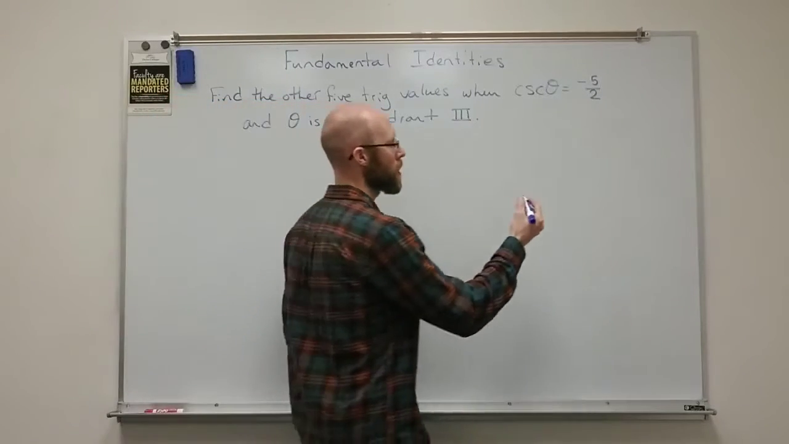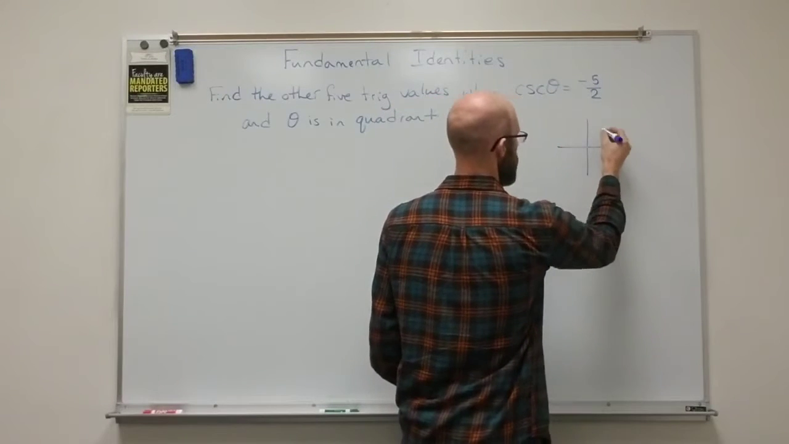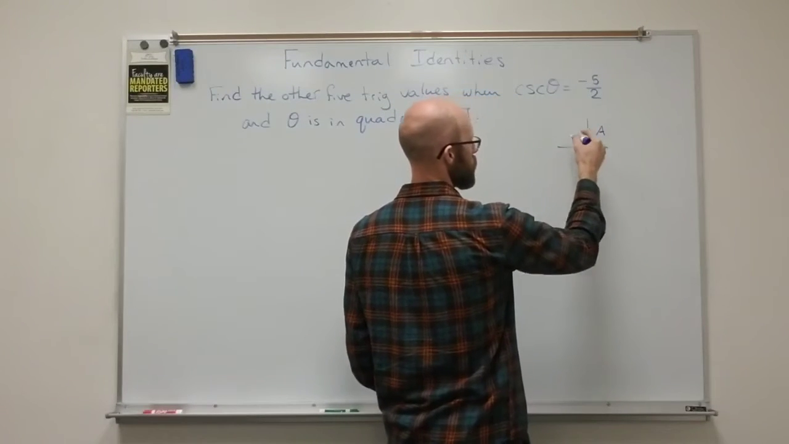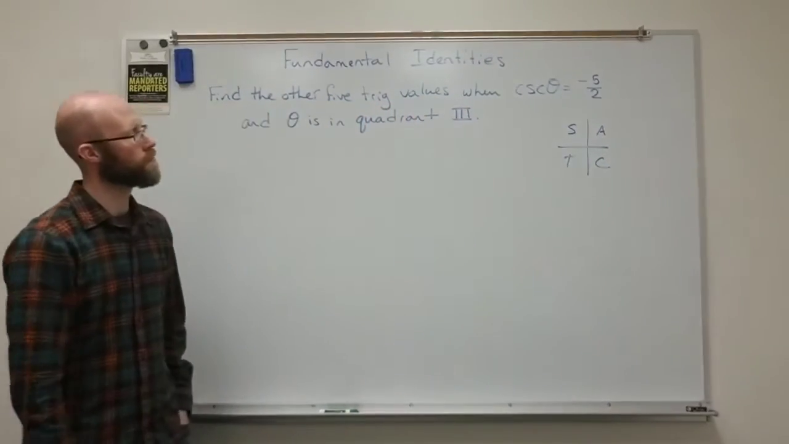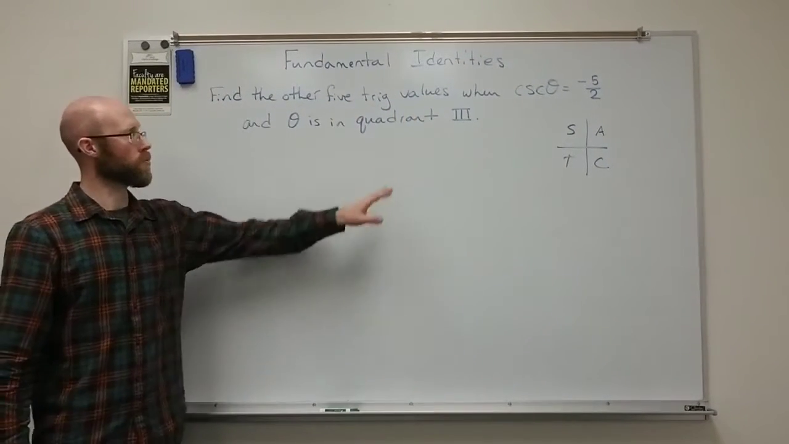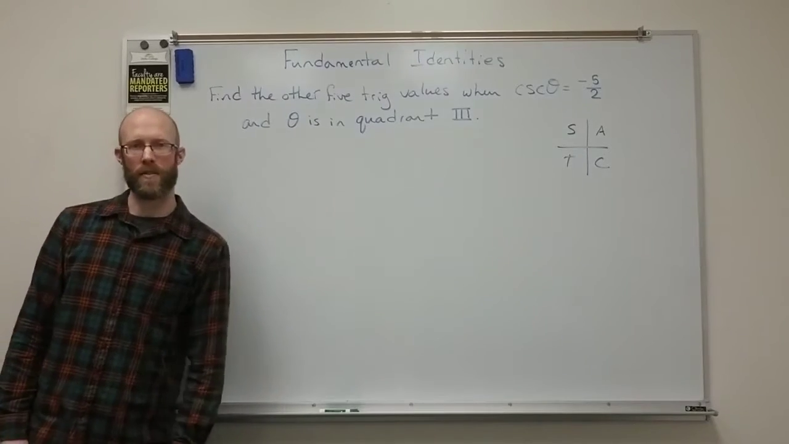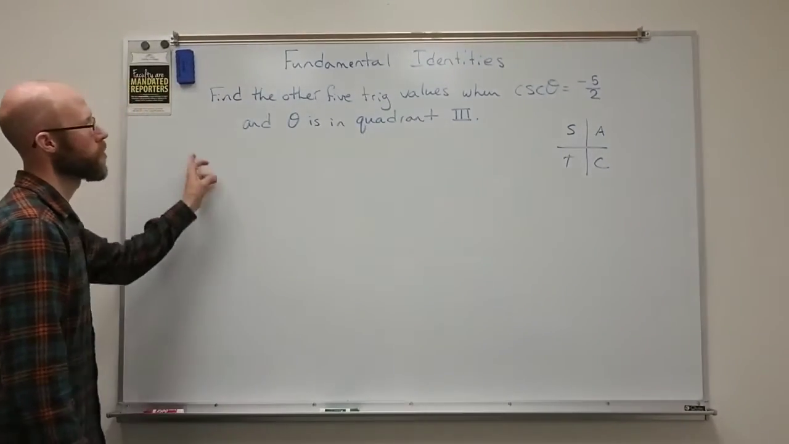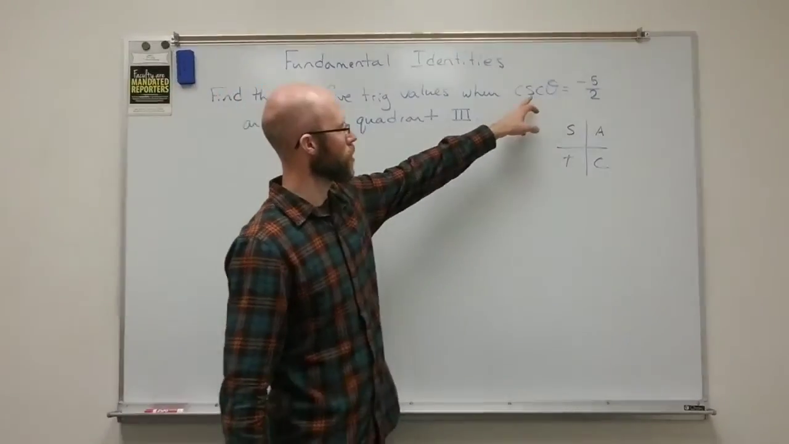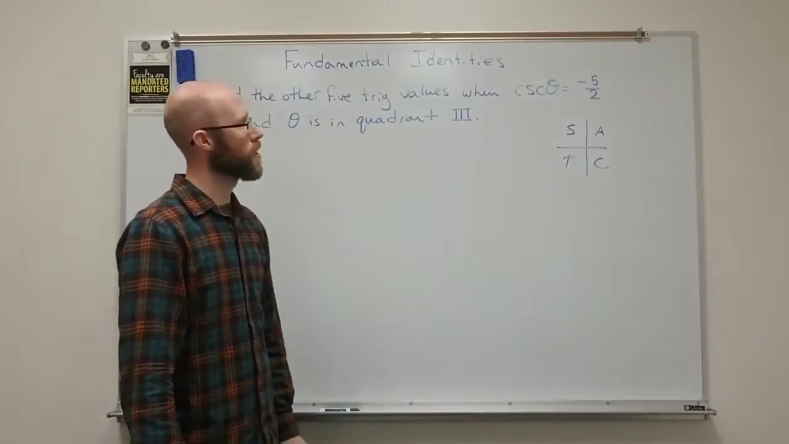And we also want to make sure that we keep in mind our diagram for the signs of the trig functions, A, S, T, C. That will help us out also getting our positives and negatives down, especially for quadrant 3 in this case. Okay, so theta is in quadrant 3, the cosecant is -5/2.